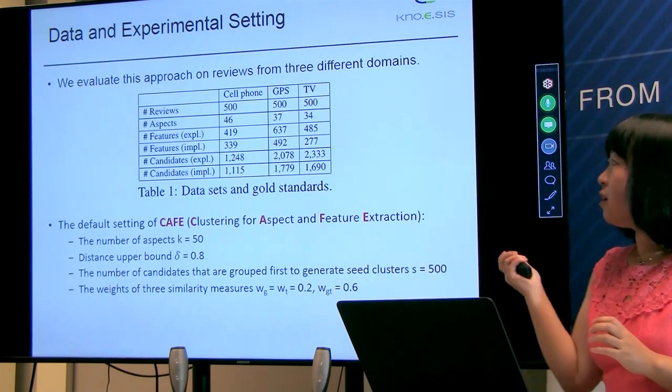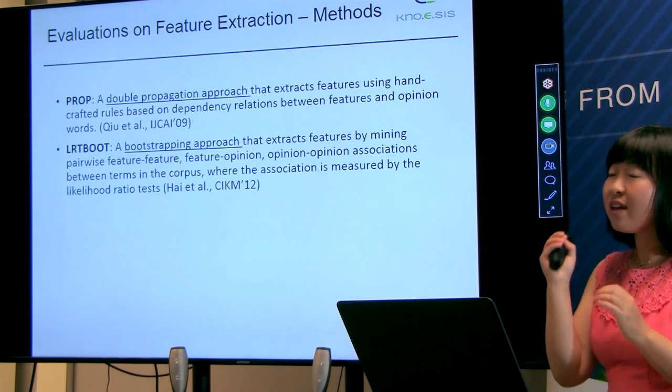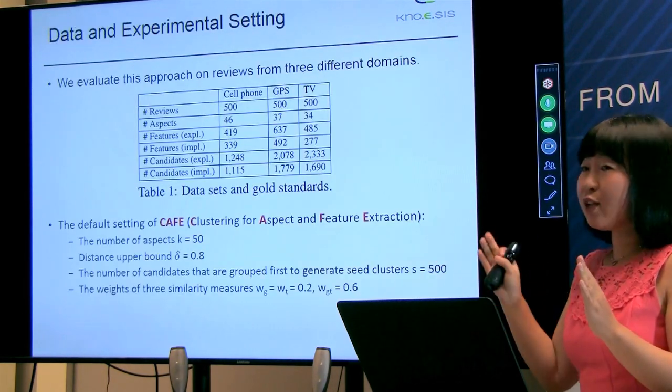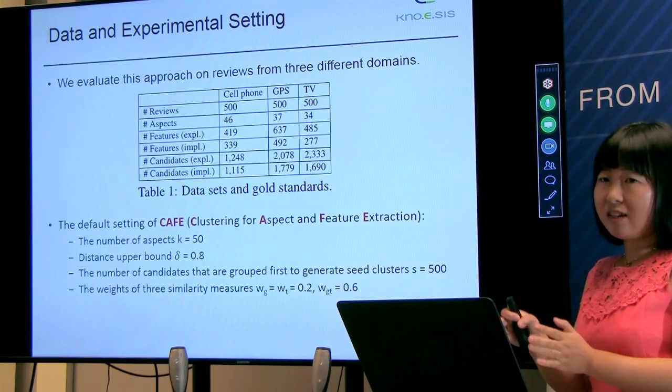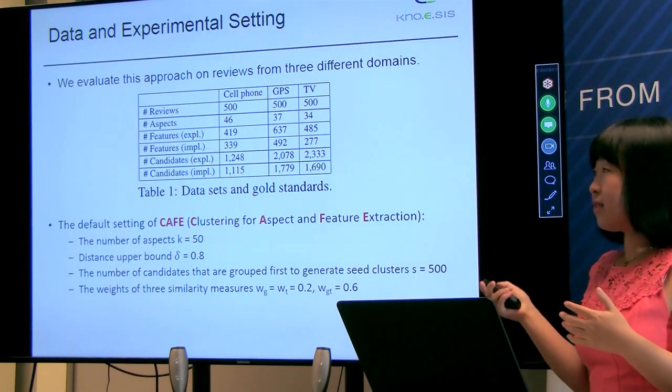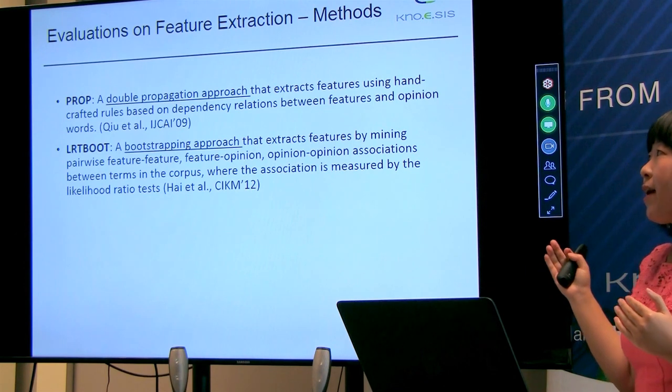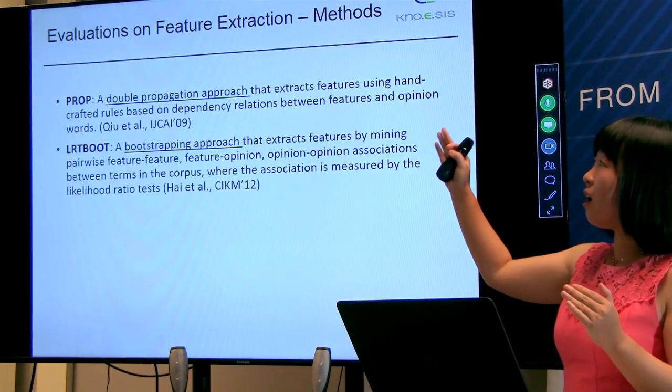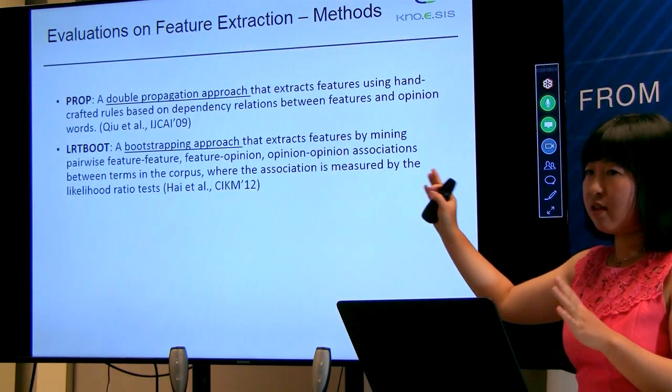Because our approach, CAFE, can do both feature extraction and aspect discovery at the same time, we evaluate this method on both tasks. We first compare with two state-of-the-art methods on feature extraction, LRT and bootstrapping, as well as state-of-the-art.